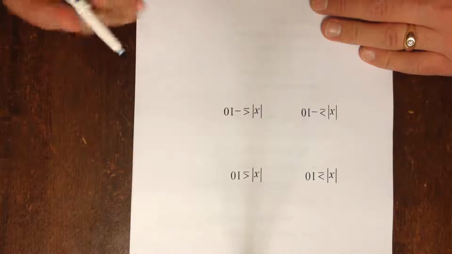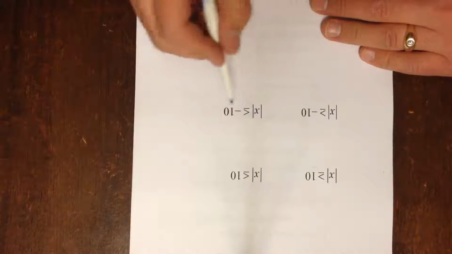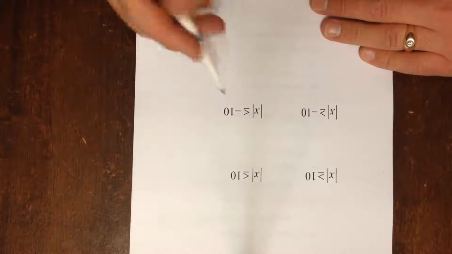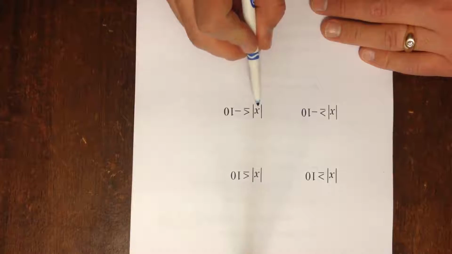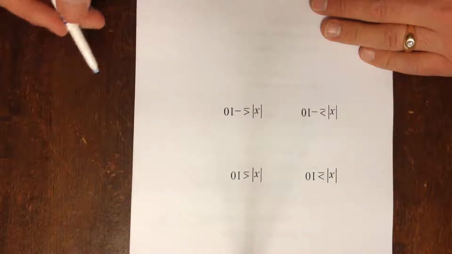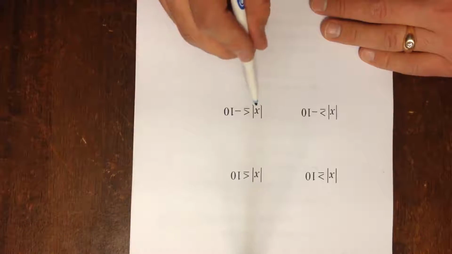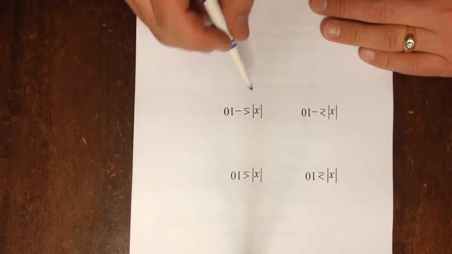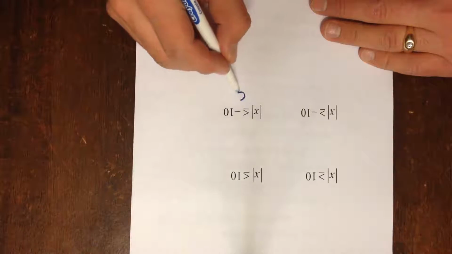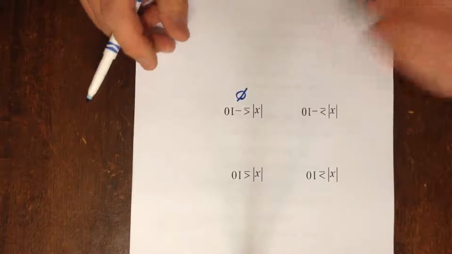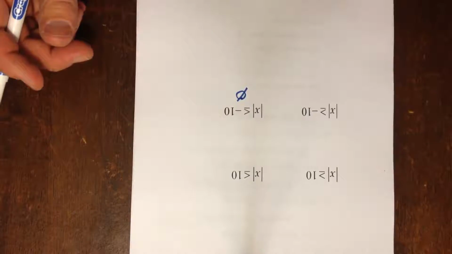Now you might say less than or equal to negative 10. You might say negative 10, negative 11, negative 12, but the absolute value of negative 12 is actually 12, and 12 is not less than negative 10. If you think about it, there are no x's that are going to be less than negative 10. So we say that that's impossible.